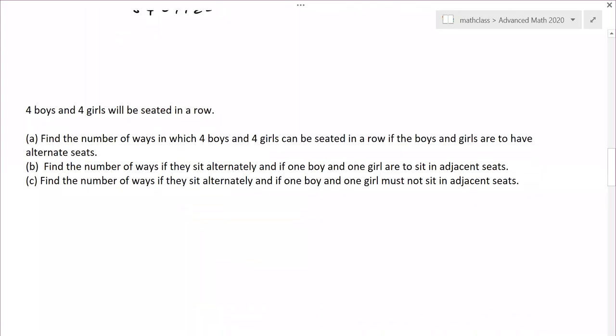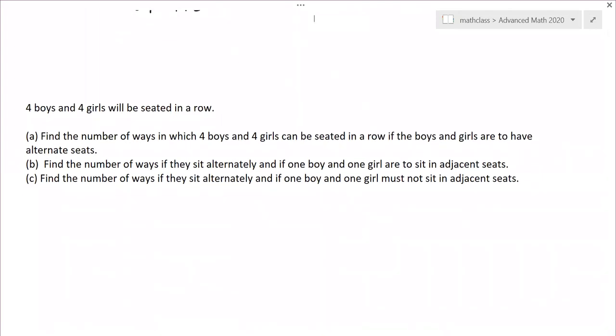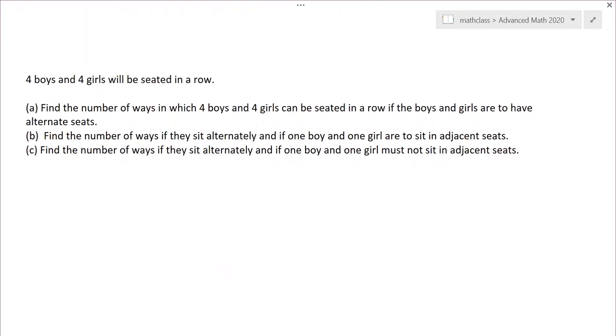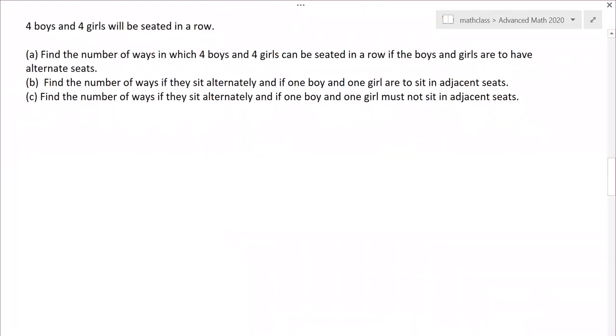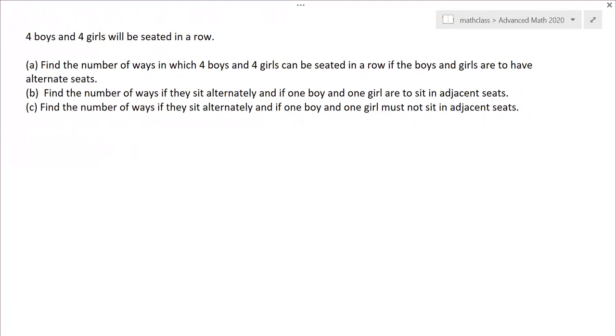All right, so let's do the next problem. 4 boys and 4 girls will be sitting in a row. There are 3 problems here. Find the number of ways in which 4 boys and 4 girls can be sitting in a row if the boys and girls have alternate seats.